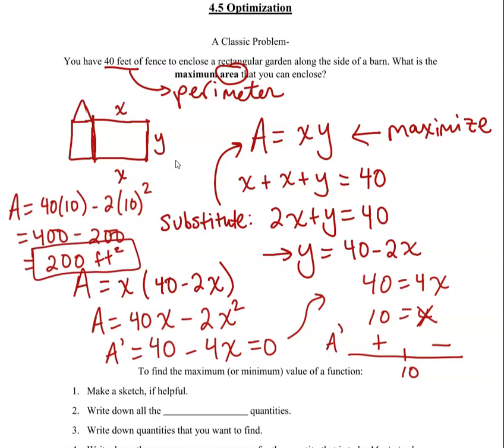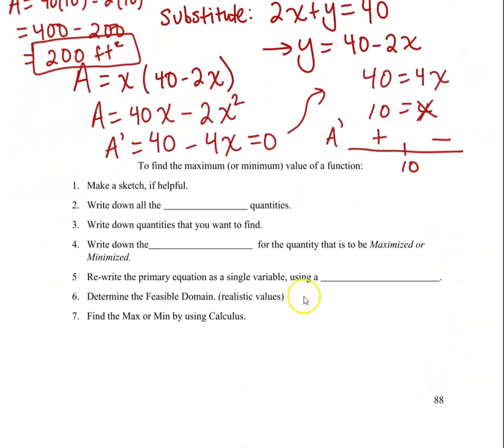And that's it. So in an optimization problem, the goal here is to find an equation I can take the derivative of and get the local maximum or minimum using the first derivative test. So a couple of steps here that might be helpful. Make a sketch if it's helpful. It's kind of like we did with related rates. Sometimes it helps, sometimes it's not necessary.